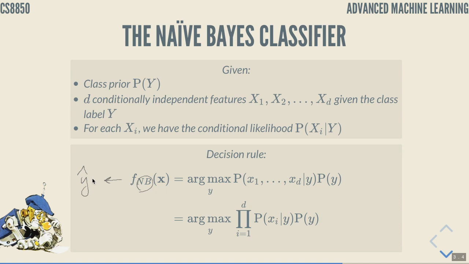A class that maximizes this joint probability of the observed features and the class, because this here is nothing but the probability of x1 through xd, comma y.